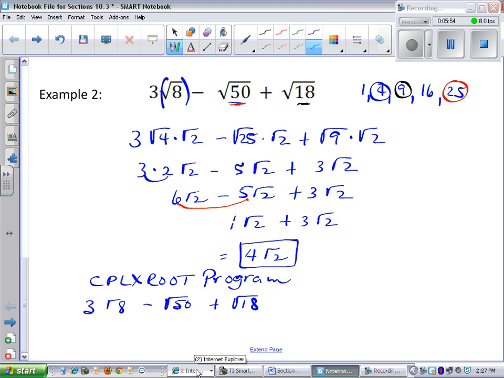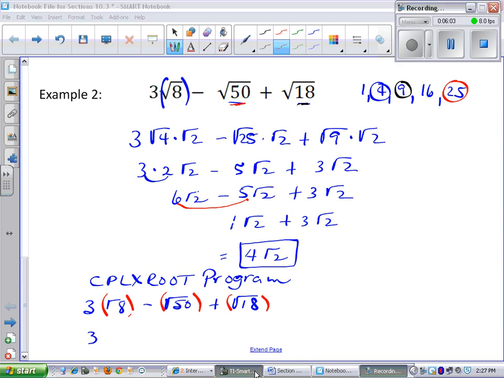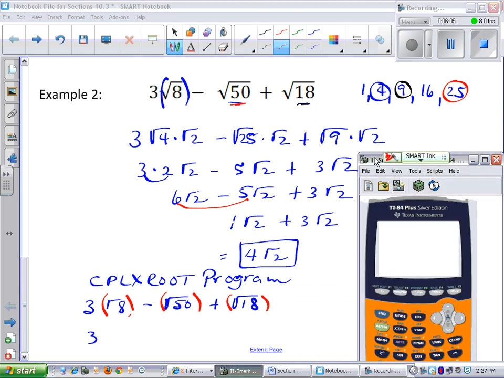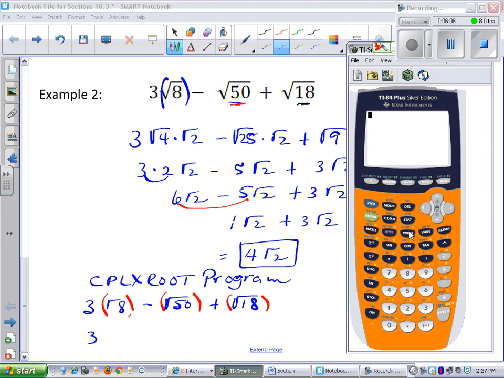So I'm going to start off with 3, and I'm going to use my calculator, my CPLX root program, to break down my radicals. So starting off with the square root of 8, I'll get my calculator, press program in the center, and wherever that program is, you need to come down till you find the one that says CPLX root, right there, and press enter. And press enter again, and then I'm going to say it's a square root, enter, of 8, enter.